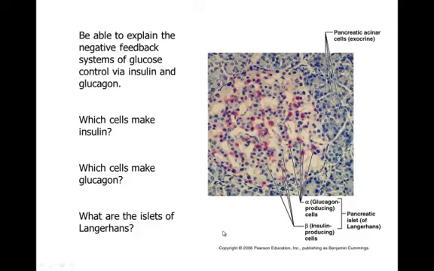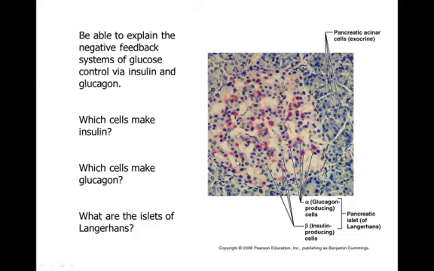Let's talk about the pancreas. It's such an incredibly important organ because it controls glucose in your blood, and we have to maintain proper glucose levels. We're going to talk about these negative feedback systems of glucose and insulin and glucagon on the next slide, but I want you to be able to explain these negative feedback systems and be comfortable with them. So here is an islet of Langerhans.